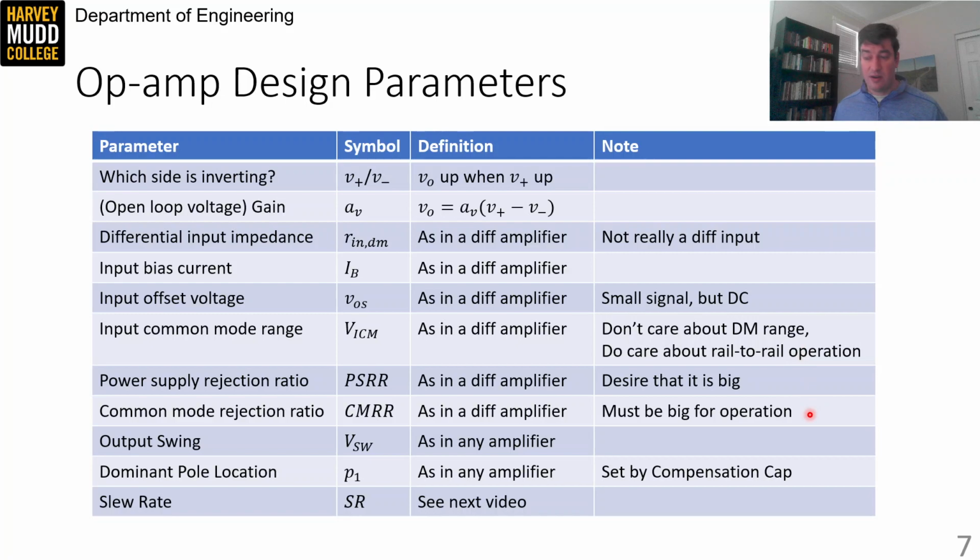CMRR and PSRR are important for op-amps, just like they are for any differential circuit. PSRR is nice to have because you never really want your power supply noise coupling into your output, but CMRR is absolutely essential to the operation of an op-amp because, again, it's used in feedback, so the common mode moves around a lot, and if you can't reject the common mode, then the differential functionality of the op-amp breaks down.